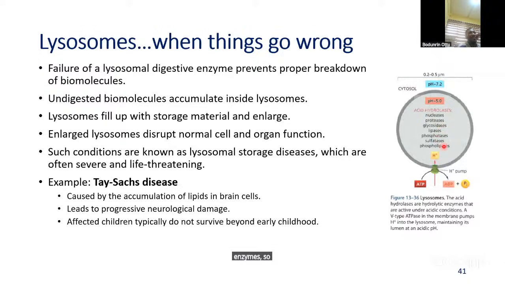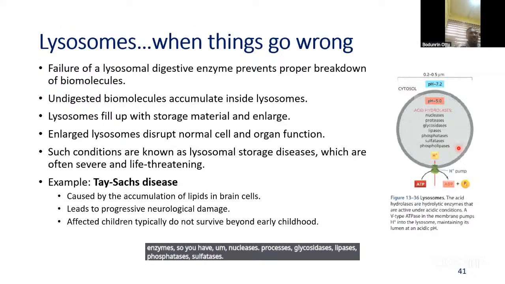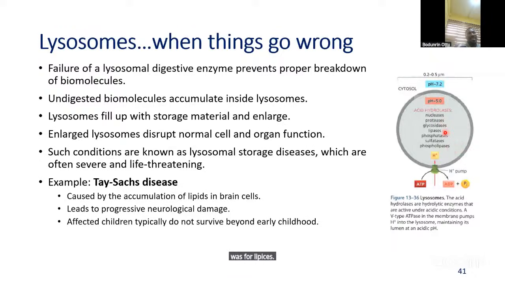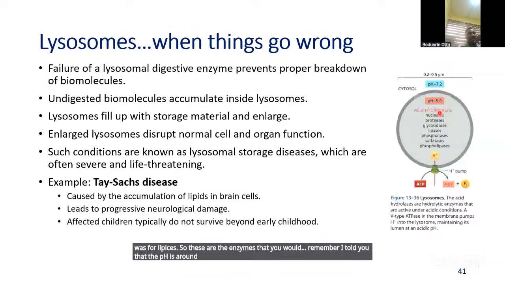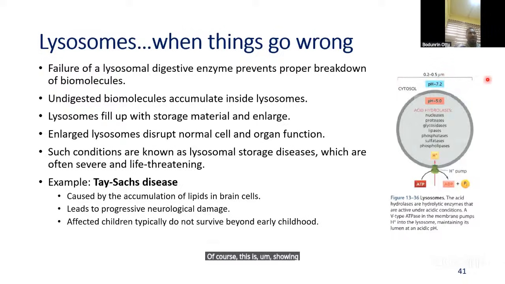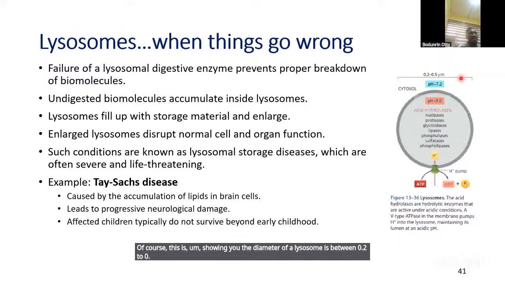So you have nucleases, proteases, glycosidases, lipases, phosphatases, sulfatases, phospholipases. These are the enzymes that you would remember. I told you that the pH is around 5.0, but the pH of the cytosol is around 7.2. Of course, this is showing you the diameter of a lysosome is between 0.2 to 0.5 micrometer.